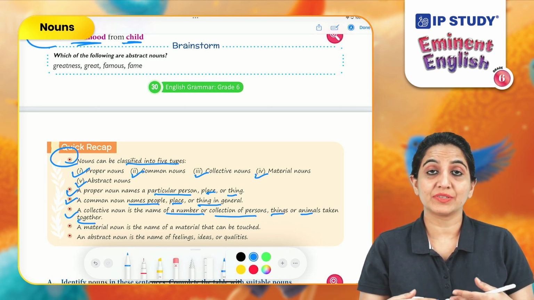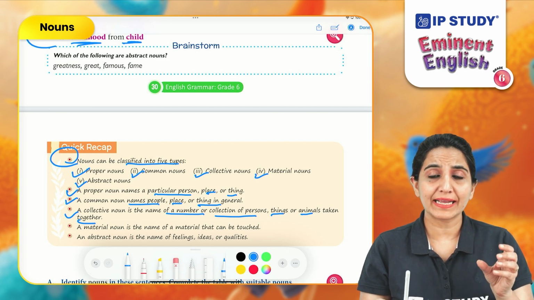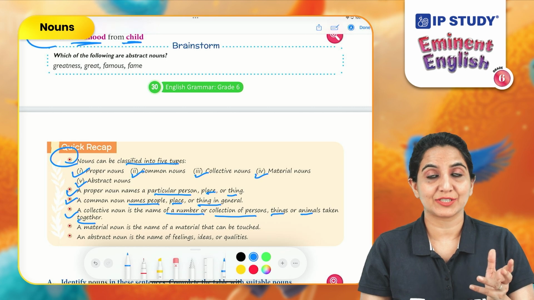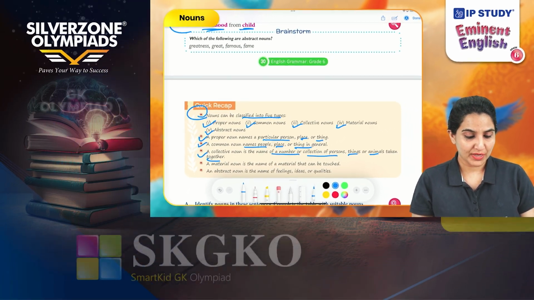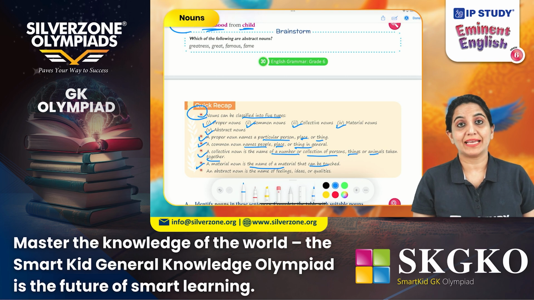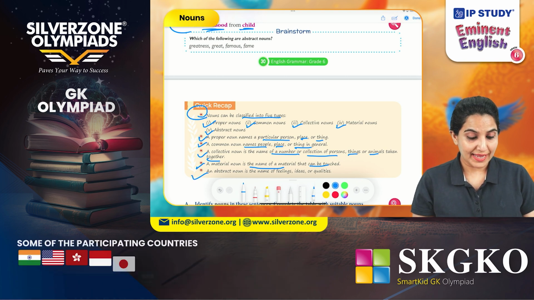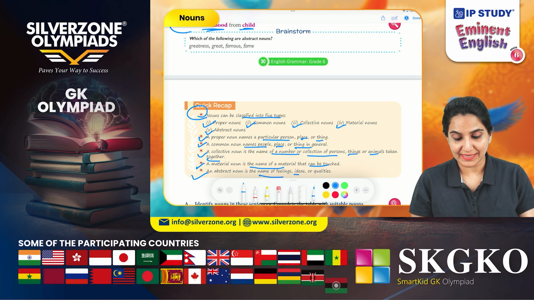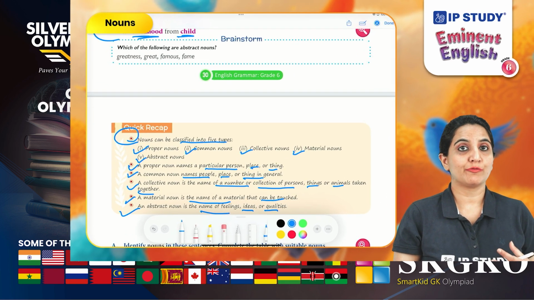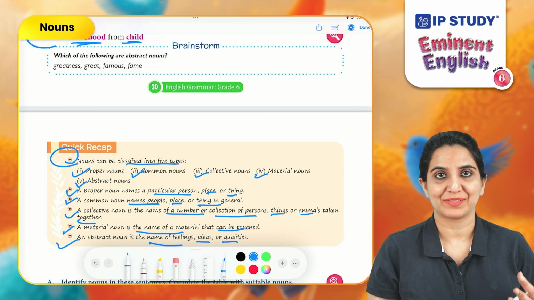So when we give them a collective name to represent them as a single unit, that is called a collective noun. A material noun is the name of a material that can be touched, like gold, silver, brass, glass. An abstract noun is the name of feelings, ideas, or qualities, and they can be formed from adjectives, from verbs, and from common nouns as well.